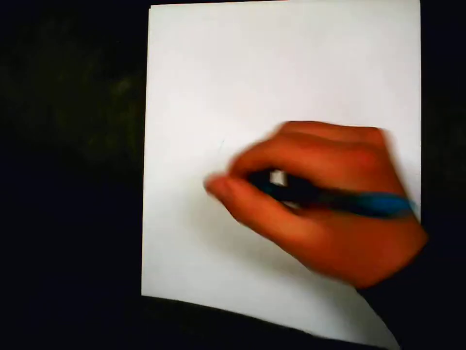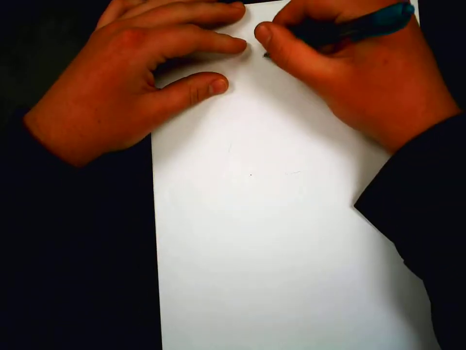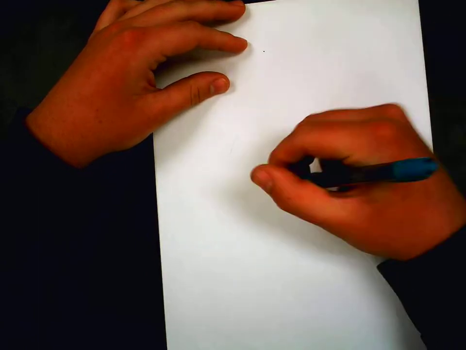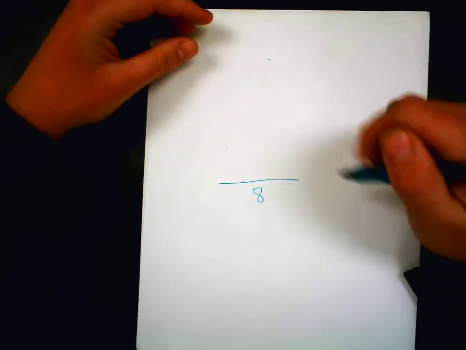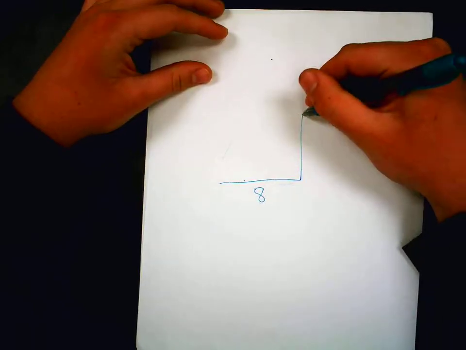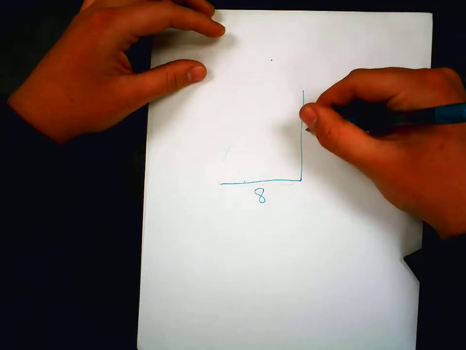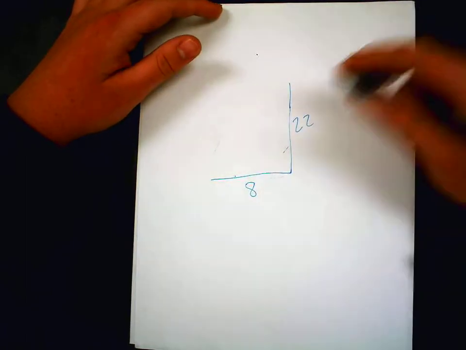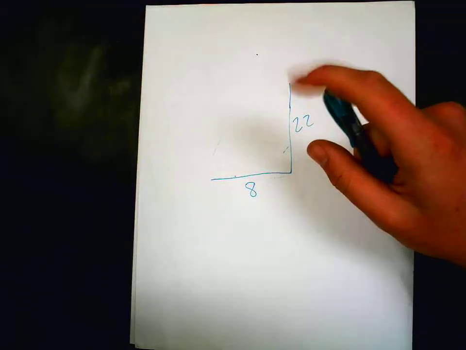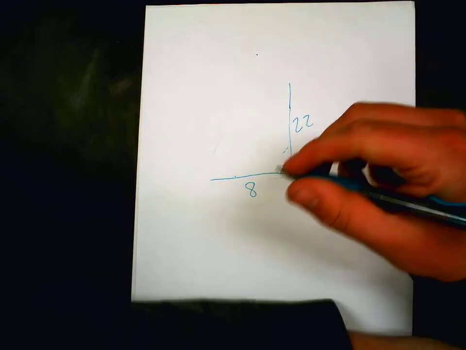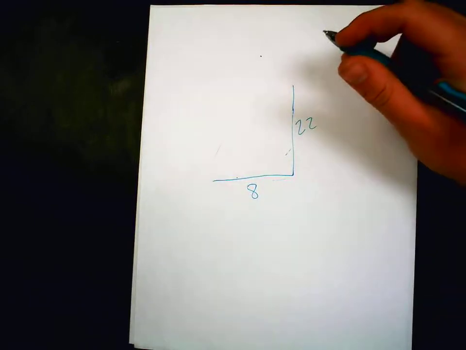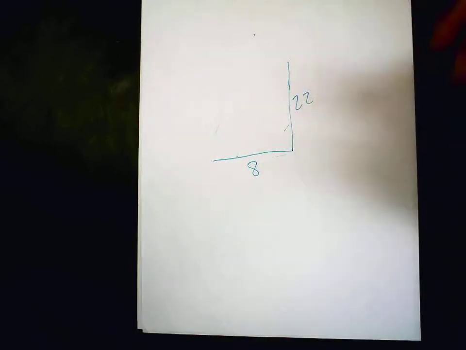So what if you got your components? This is 8. Your horizontal component's 8, and your vertical component is going to be 22. That is a horrible scale, but I mean frictionless surface, you know, scales. So you want to get your vector out of that. So what are you gonna do?